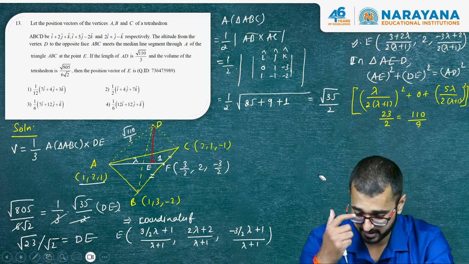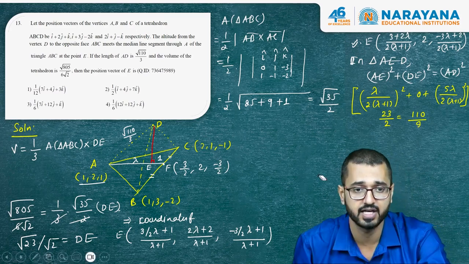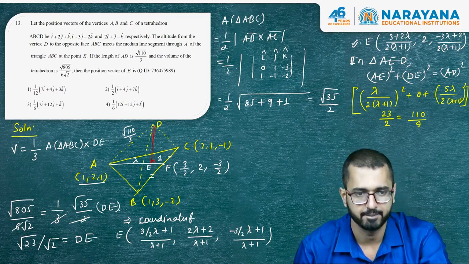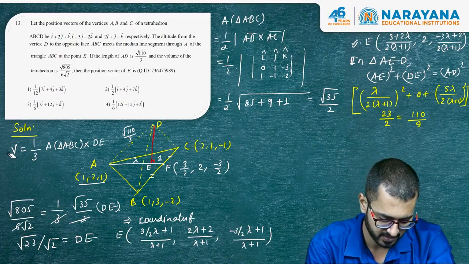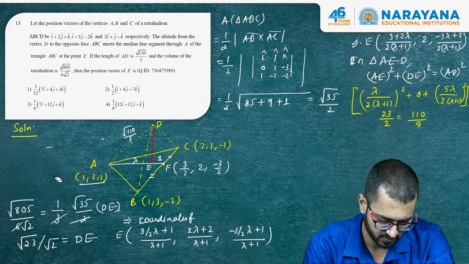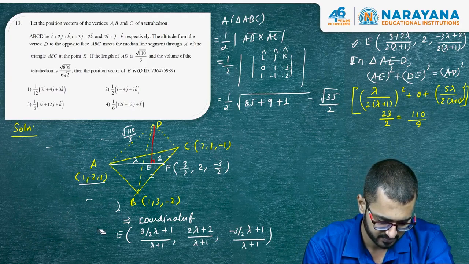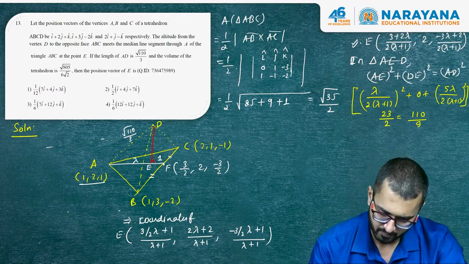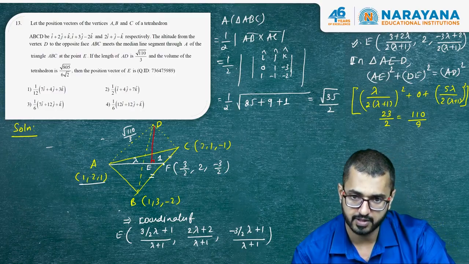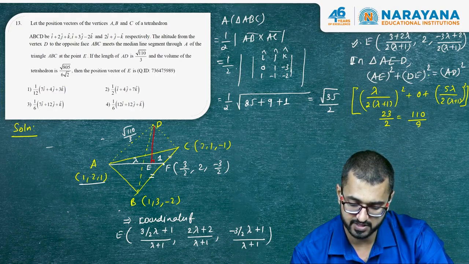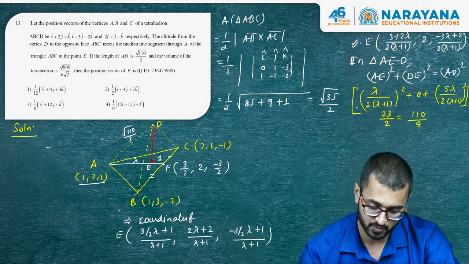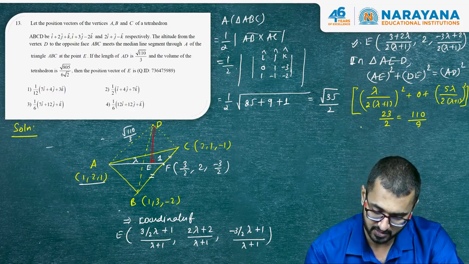Now from here we have to get the value of lambda. Once we got lambda, means we got the coordinates of E. So let's find out the coordinates. So I'll remove this thing, it's not required. Even this one is not required. So we are applying Pythagoras theorem. We got AE square plus DE square equal to AD square. We wrote this value. Now we have to find out lambda. So to find out lambda, let's solve this equation.